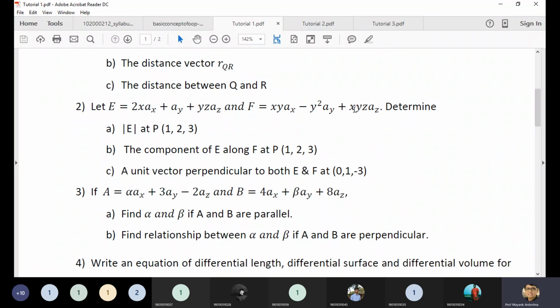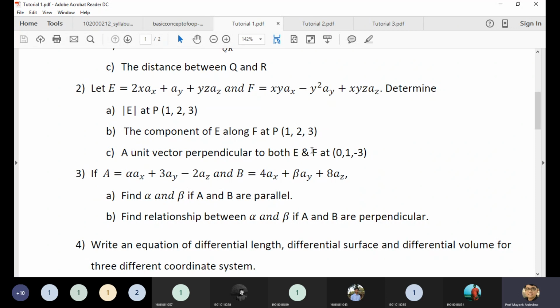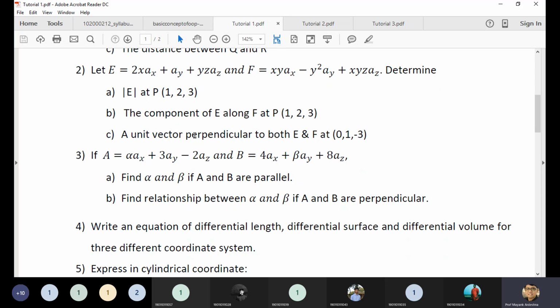So in this case, you have to find out the E cross F, and you have to find out the unit vector of the E cross F. And by just putting the value of 0, 1, and -3, you can get the answer of the third one. So this is the solution of the A, B, and C for the second example.